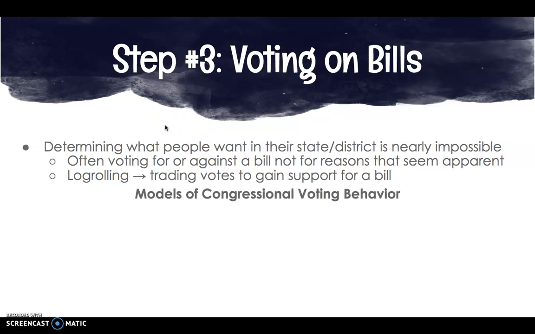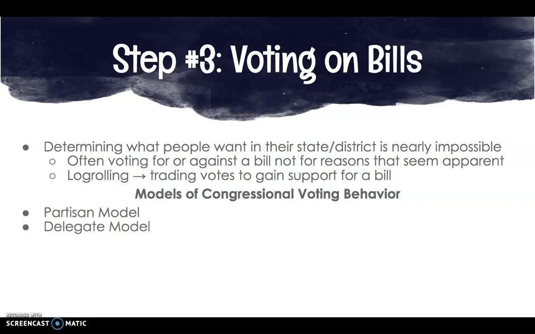Now, there are 4 main models of congressional voting behavior, and the first is the partisan model. The partisan model is kind of what it sounds like. The congressperson would follow their party's general beliefs, and they are encouraged to follow the party line vote. So Democrats vote for Democratic bills, Republicans vice versa.